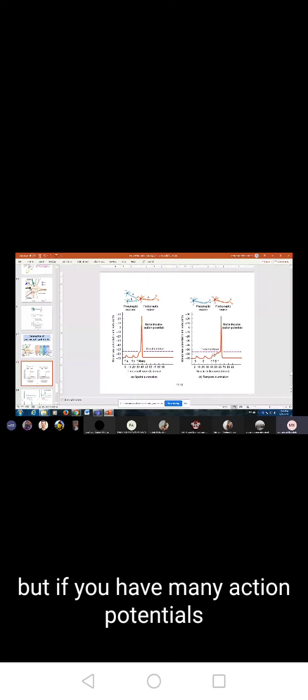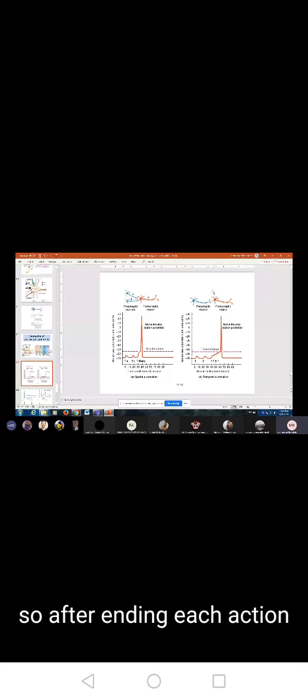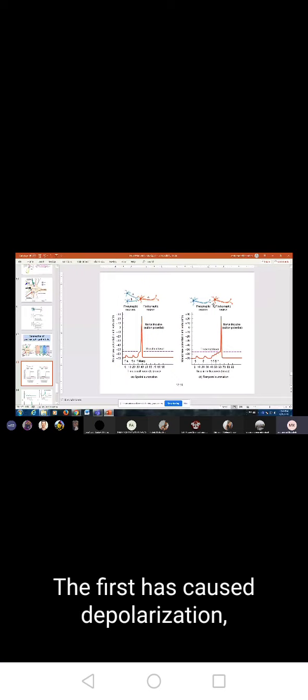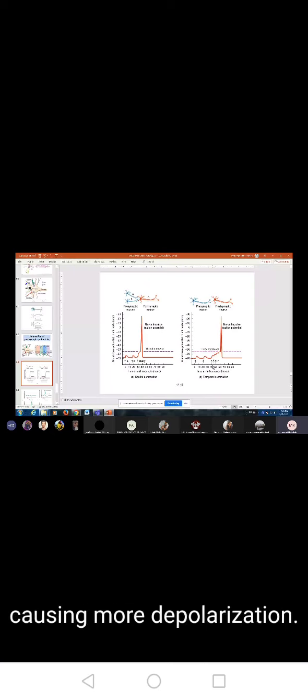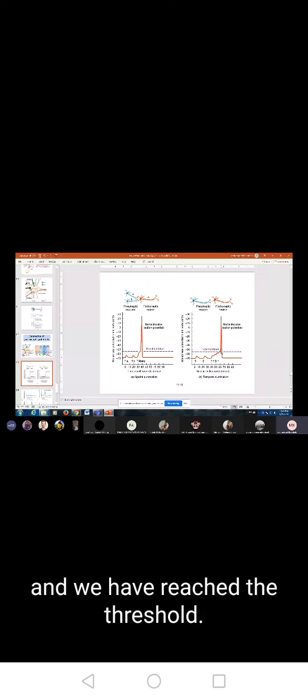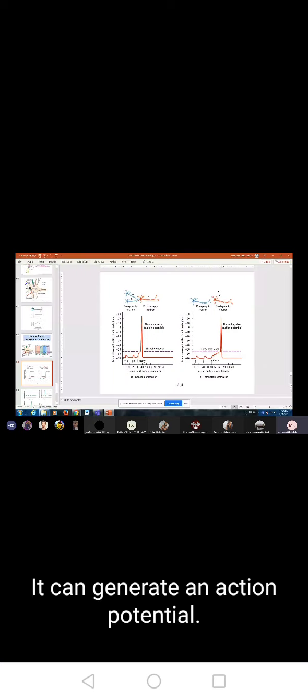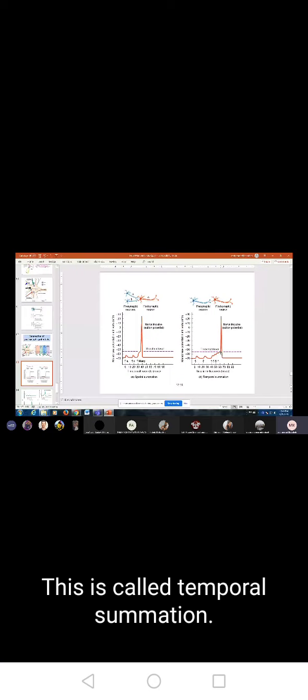But if you have many action potentials coming from the first neuron one after another, so after ending each action potential you are getting a new action potential at the first neuron here. What are the effects over the postsynaptic membrane? The first has caused depolarization. The second stimulus coming, causing more depolarization. Third stimulus coming, causing more depolarization. And so on. And we have reached the threshold. So what happens at the second neuron now? It can generate an action potential. This is called temporal summation.